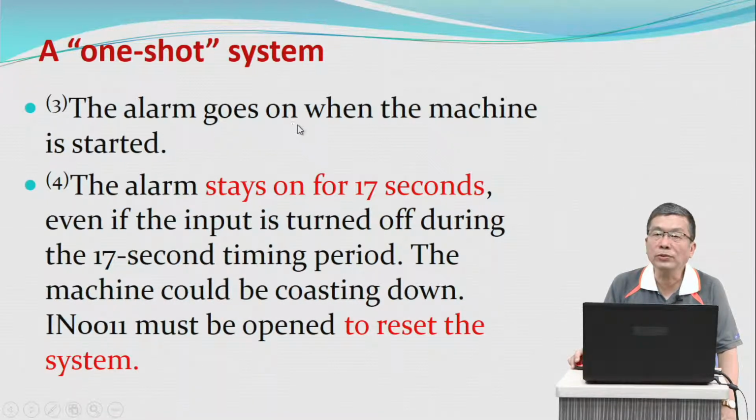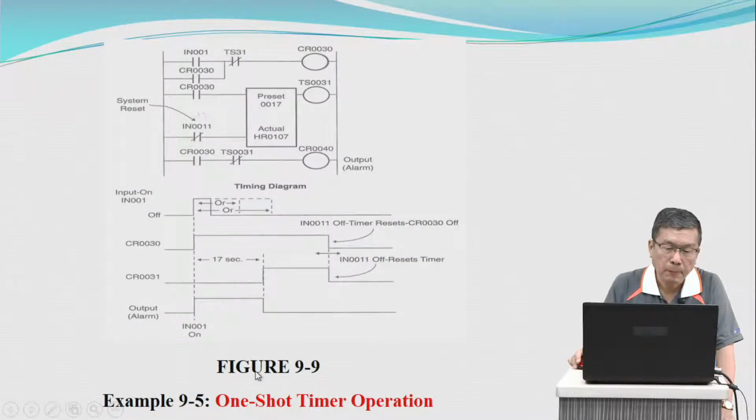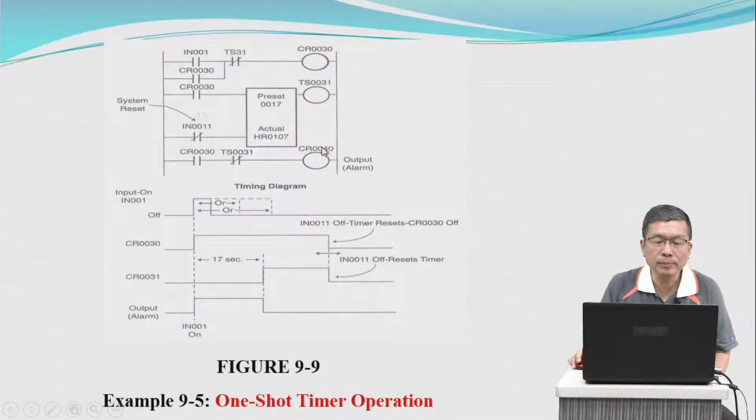The alarm goes on when the machine is started. The alarm stays on for 17 seconds even if the input is turned off during the 17-second timing period. The machine could be coasting down. IN0011 must be opened to reset the system. This picture shows the PLC timing program and the timing diagram for the one-shot timer operation.